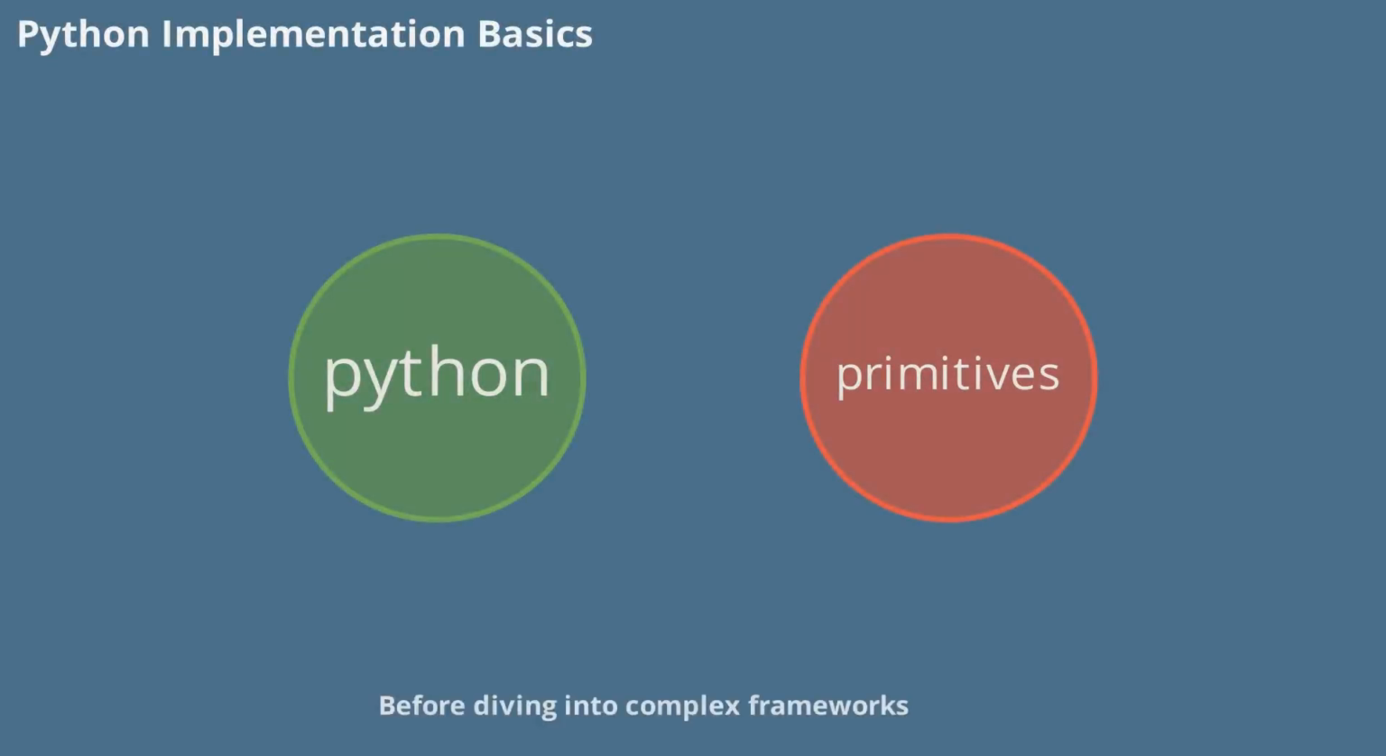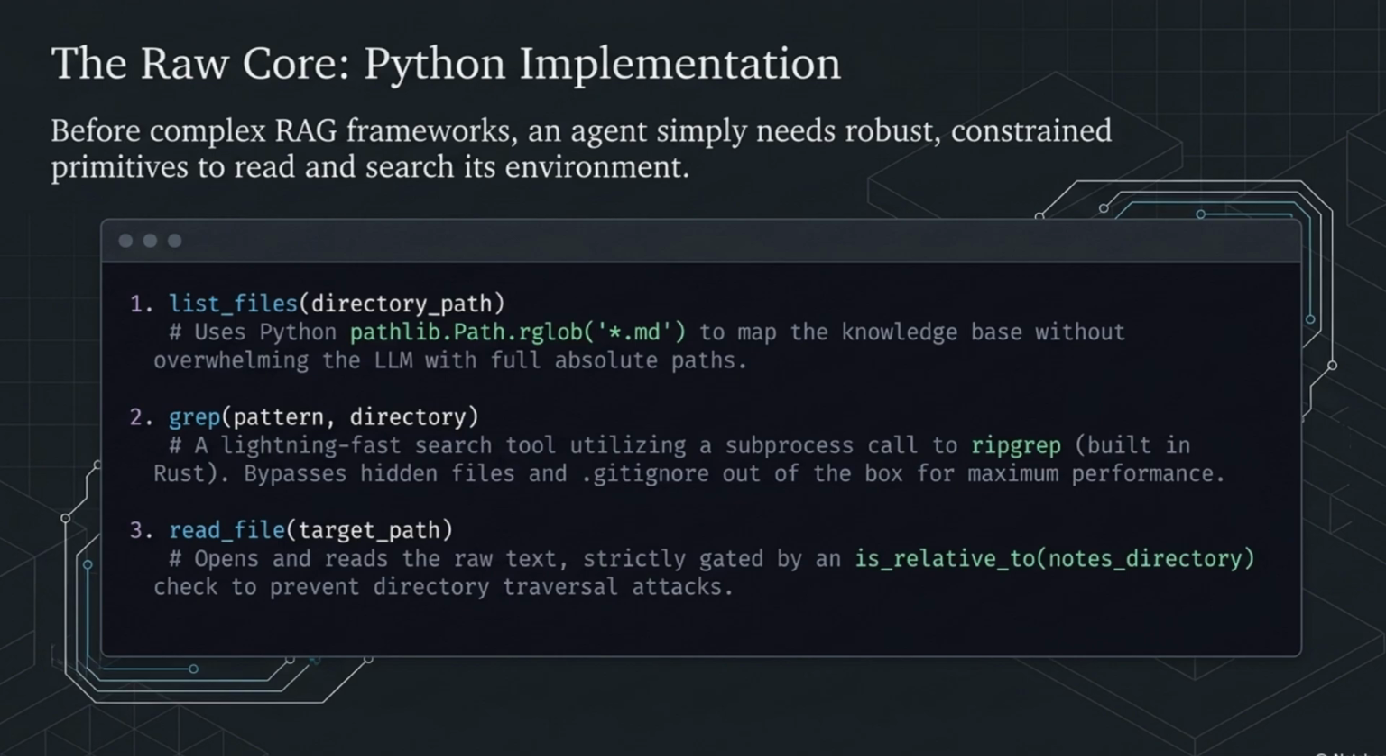Before diving into complex frameworks, it's important to understand the raw Python implementation. At its core, an agent needs robust, constrained primitives to read and search its environment. Functions like list files, grep, and read file provide the foundation for knowledge base mapping, fast searching, and secure file access. These building blocks are essential for constructing reliable agentic systems.